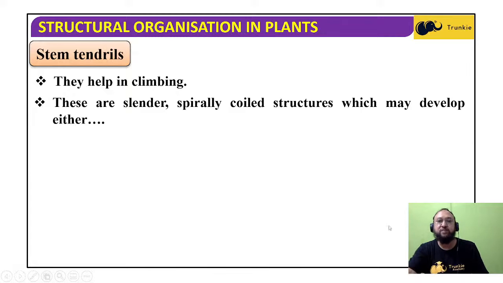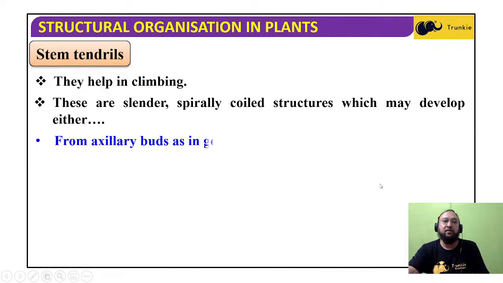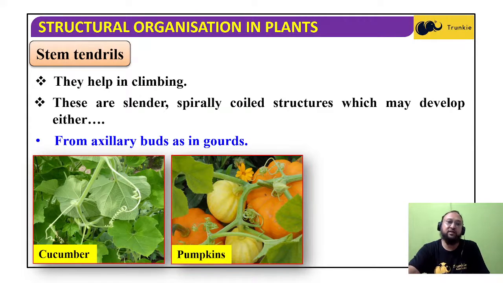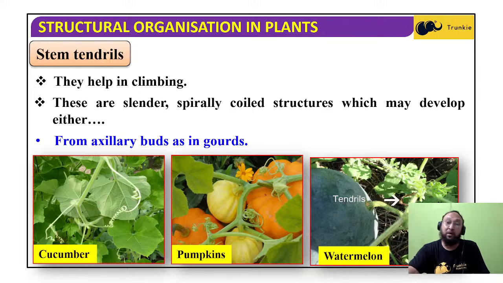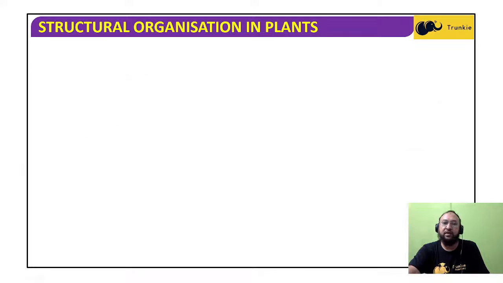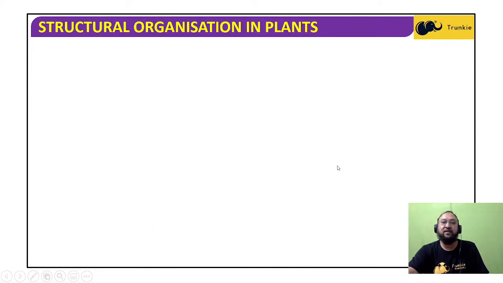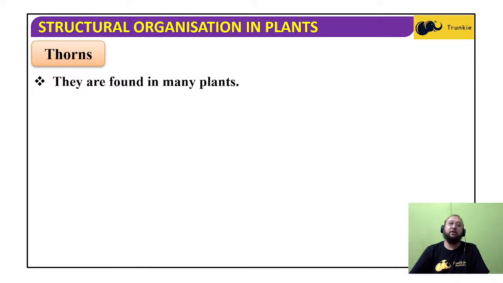Such a slender, spirally coiled structure may develop either from axillary buds, as in gourds. It's very commonly observed, like you have seen cucumber, pumpkin, and watermelon also. So this is the stem tendril from the axillary buds, as in gourds: cucumber, pumpkin, and watermelon, or from the terminal bud, as in grapevines, like this one, as shown in the picture.